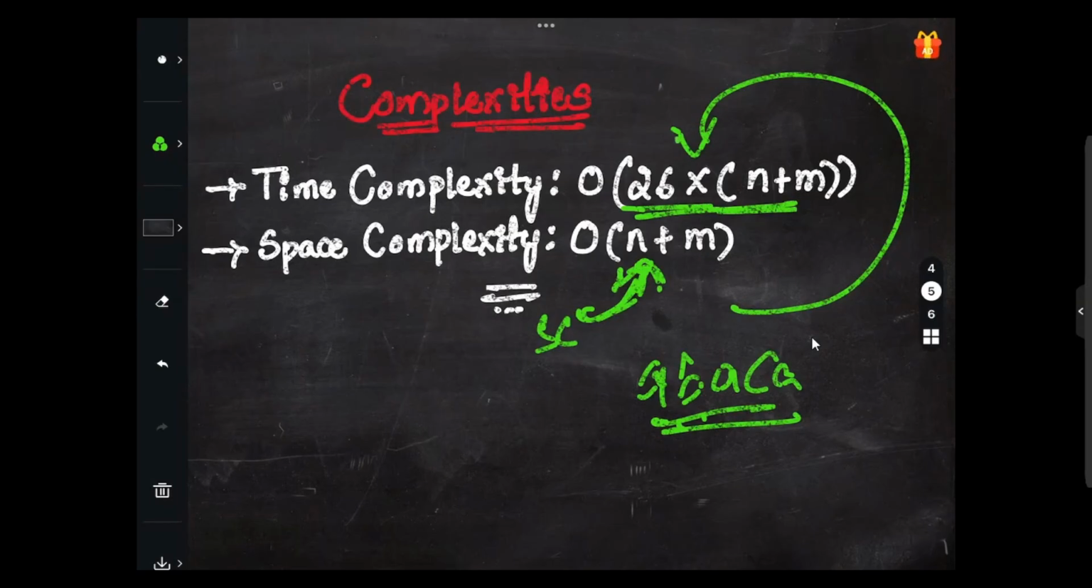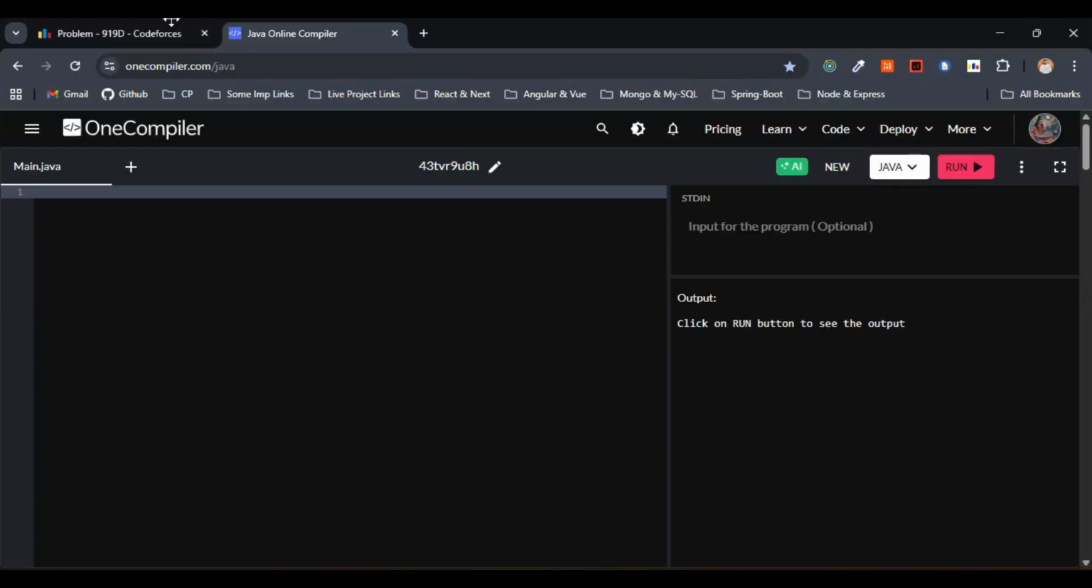So now as we are completely familiar with the approach and the complexities part, we are good to write the code. Let's start writing the code. So let's continue with the code now. So yeah, I'll just come to the compiler here.